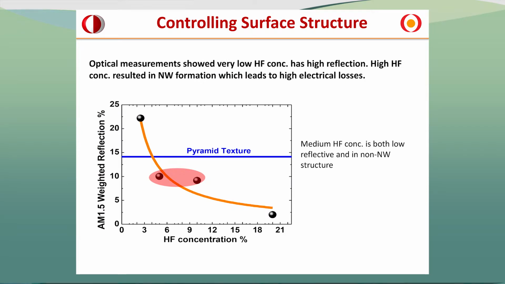So we try to calibrate this system. We found out that for high HF concentration, the reflection is very good, very low. However, the surface is not good for the electrical applications. But for very low HF concentration, you don't create any nanostructures on the surface, so the optical properties are bad. So we need to be somewhere here. In this region, we have some optimum conditions for the surface structure and for the electrical properties.